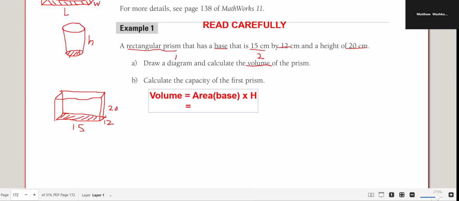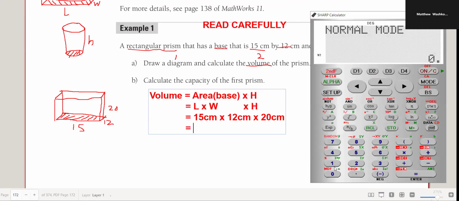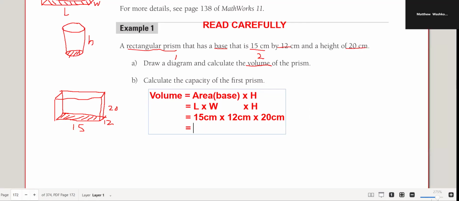Now this is a rectangle, right? So what's the surface area of a rectangle? It's length times width. And then times that by the height, right? So I know my length is 15 centimeters, my width is 12 centimeters, and my height is 20 centimeters. So then you just go 15 times 12 times 20. And you'll get 3,600 cubic centimeters, right?